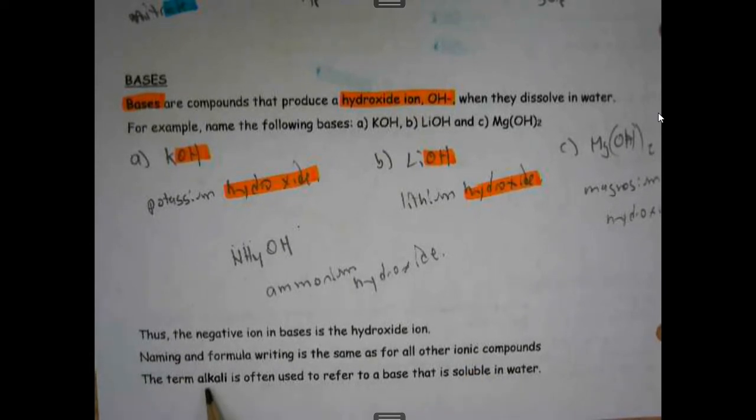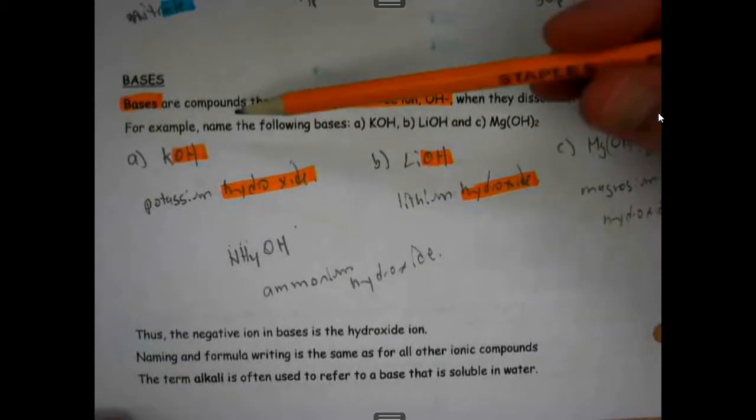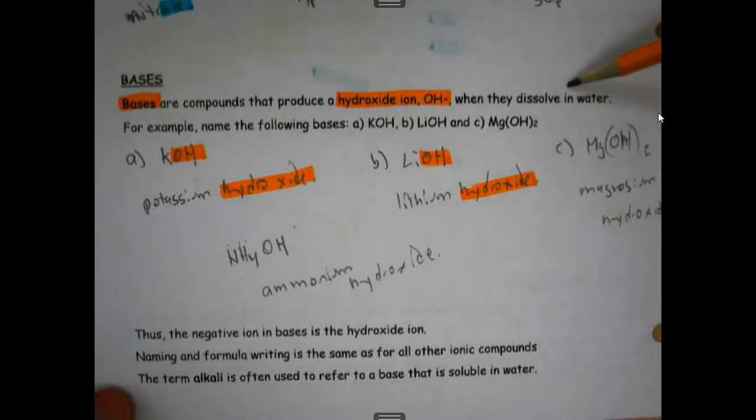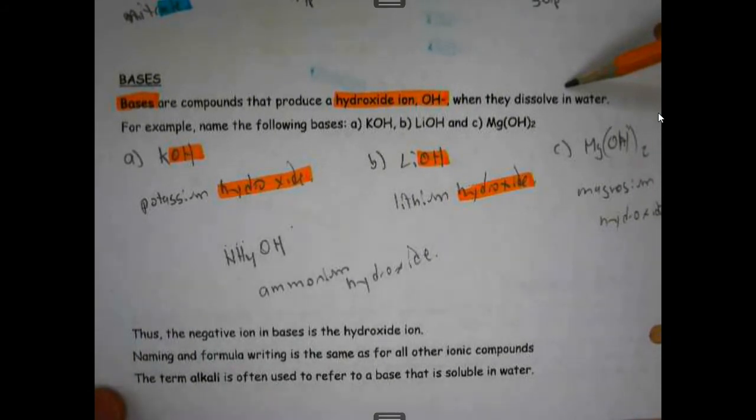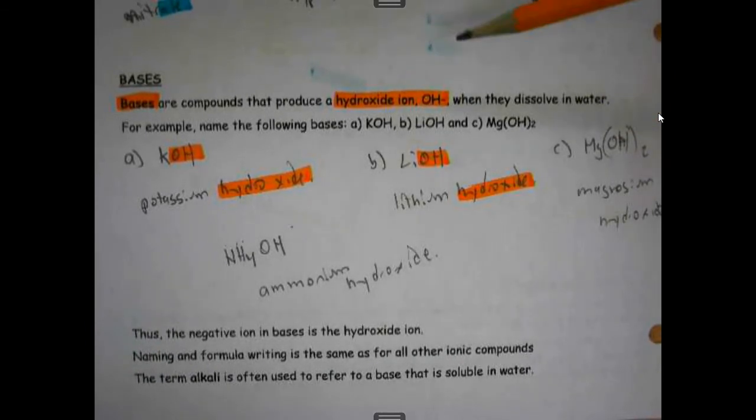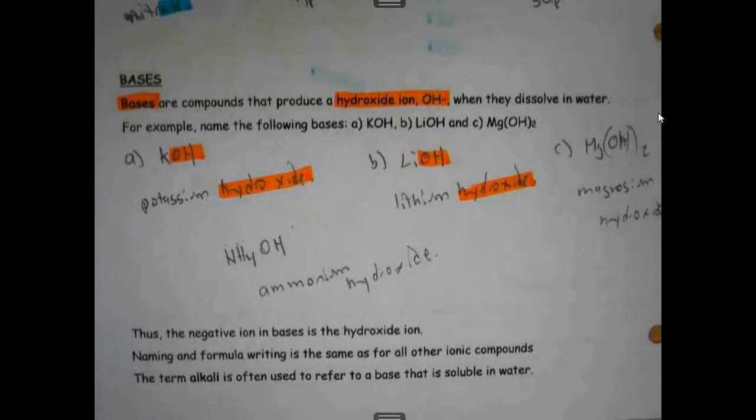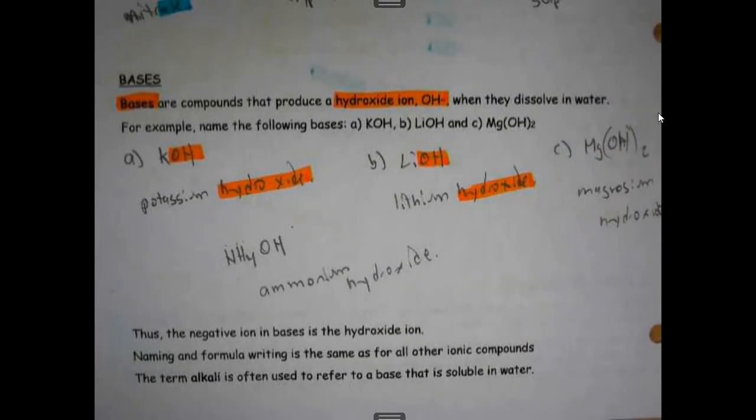The term alkali is used to refer to a base that is soluble in water. And these, in order to be bases, would also have to be dissolved in water, just like the acids. So if they're not dissolved in water, then they don't act as bases. So they're not corrosive and stuff like that. So to be fully functioning in chemistry like a base, they have to be in water. Outside of water, they're not.